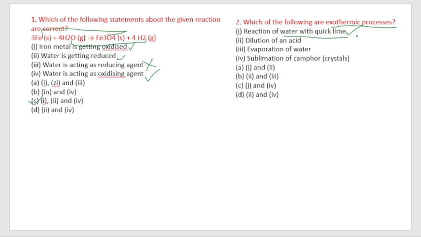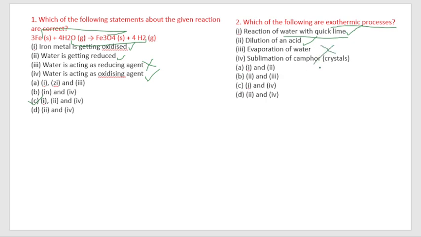This is an exothermic process. Dilution of an acid, when we add water to an acid or when we add some water to a base, in both these cases heat energy will be evolved. So that is also an exothermic process. Evaporation of water. Evaporation of water means water is converted into steam or water vapor. So in order to convert water to water vapor, energy is required, is it? It will absorb heat energy, then only it will be converting into water vapor. So here there is no evolution of heat, so this is not possible.